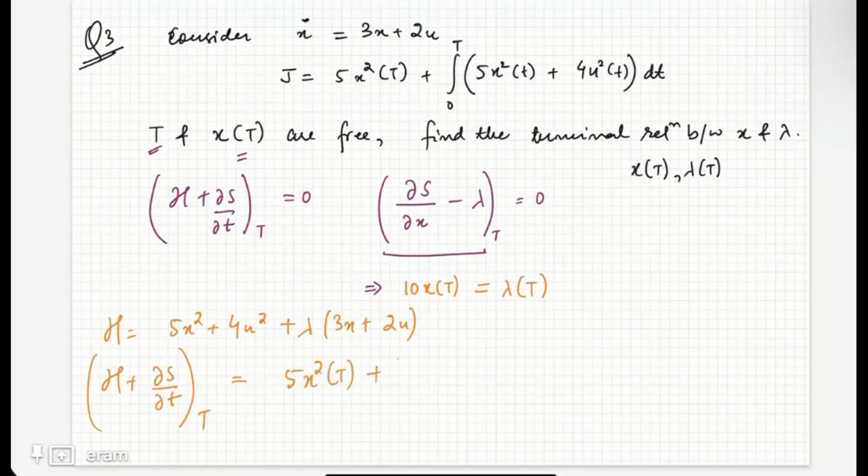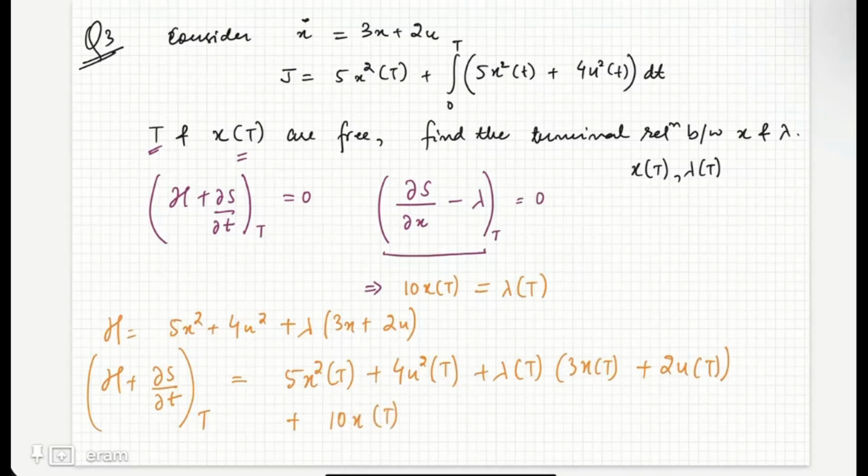This equals 5x square t plus 4u square t plus lambda t times 3xt plus 2ut, and plus 10xt. Now, there is no del S by del t term, so this term will not come, so this will be 0.